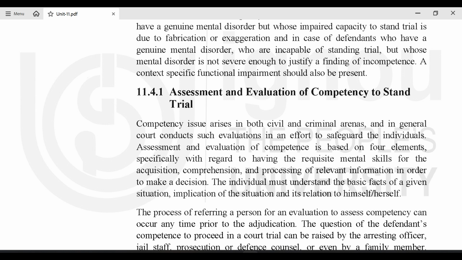himself/herself. The process of referring a person for an evaluation to assess competency can occur any time prior to the adjudication. The question of the defendant's competence to proceed in a court trial can be raised by the arresting officer, jail staff, prosecution or defense counsel, or even by a family member. Whenever the sanity of the accused is likely to be a significant factor at the time of trial, the access to psychiatric evaluation is a must.